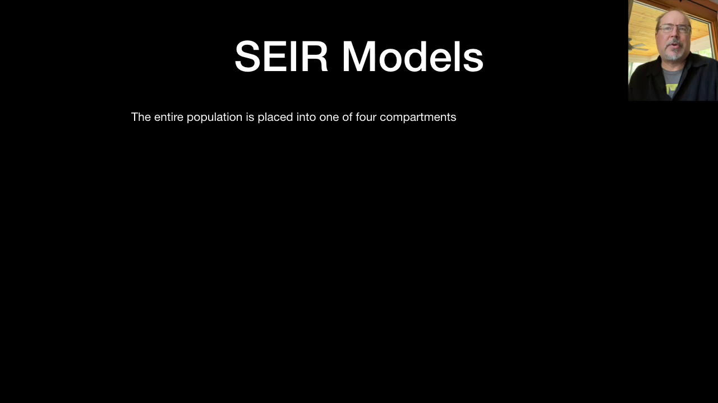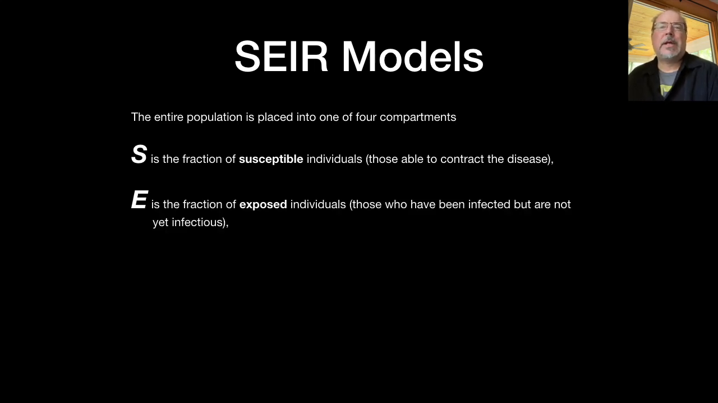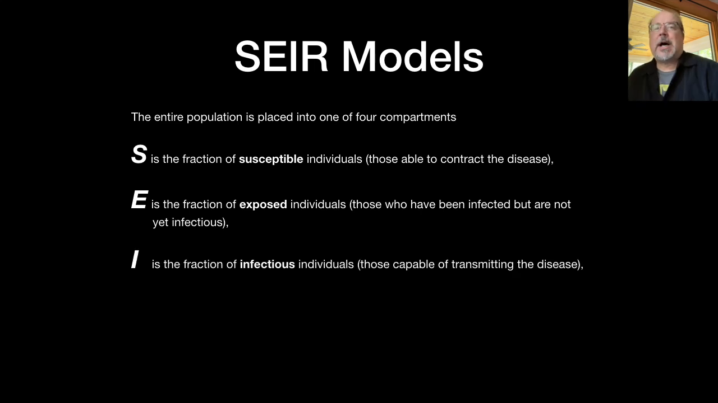So what does this look like in our actual models? It's called an SEIR model, and these models are basically dividing the entire population into one of 4 bins, if you will. S means that you are susceptible, and almost everyone is going to start off in the S category in our models because they haven't been exposed or recovered from the infection. E is an exposed individual. This is someone who's been exposed to the pathogen. I is the infectious individuals. These are individuals capable of transmitting the disease.